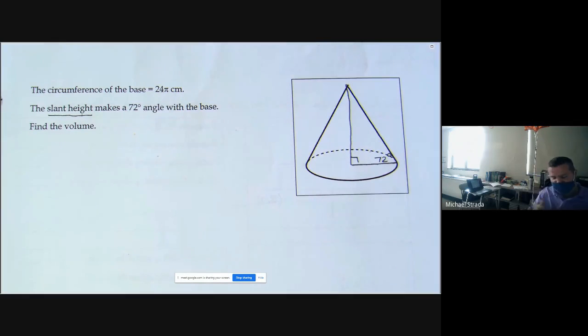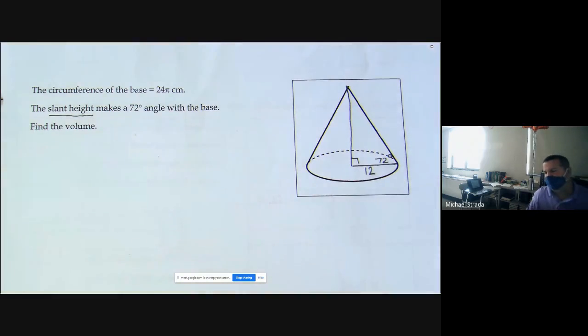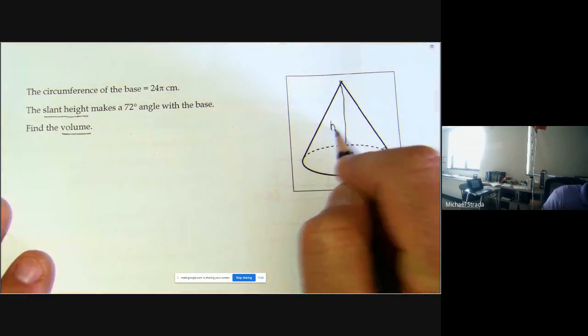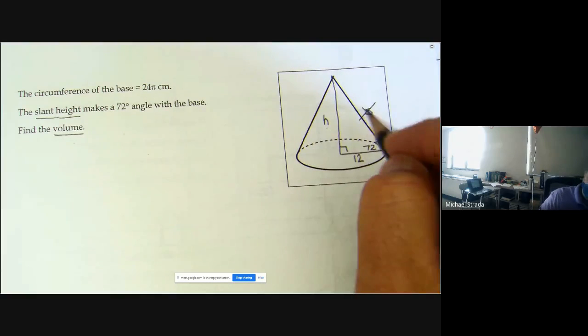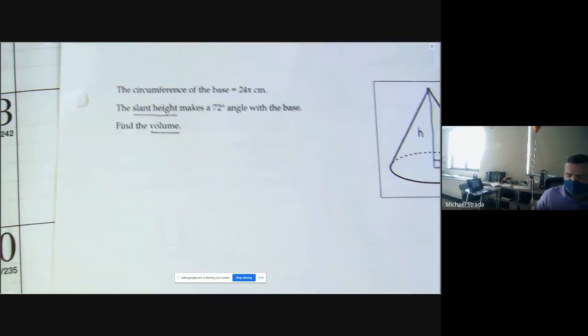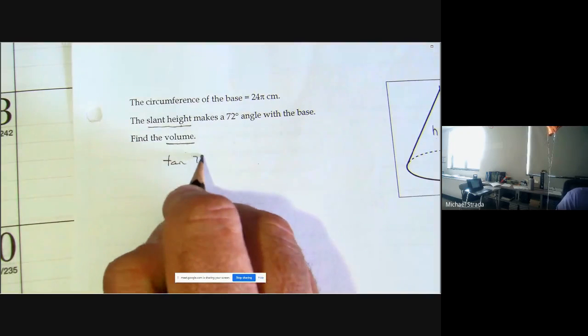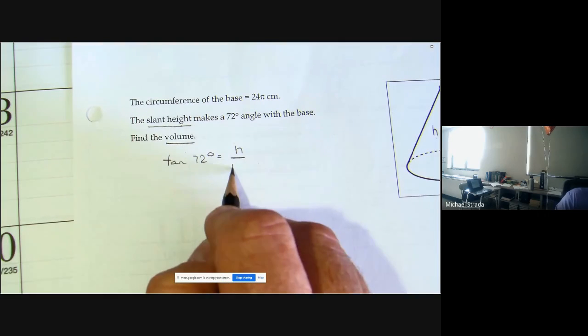All right, so they tell me the circumference of the base is 24 pi centimeters. Everybody good with that being 12? Okay, so we need volume. So there's the height, there's the slant height. Which one do we need for volume? Height. I don't need the slant height, I don't need the hypotenuse, so which trig function has to be used? Tangent. So the tangent of 72 degrees equals the opposite, which is h, over the adjacent, which is 12. So I'm going to use my knowledge of trig at this point to do 12 times the tangent of 72.